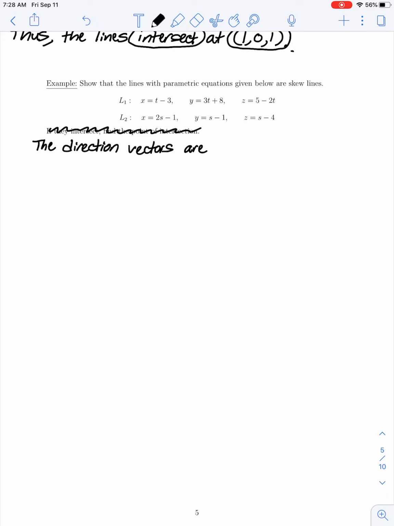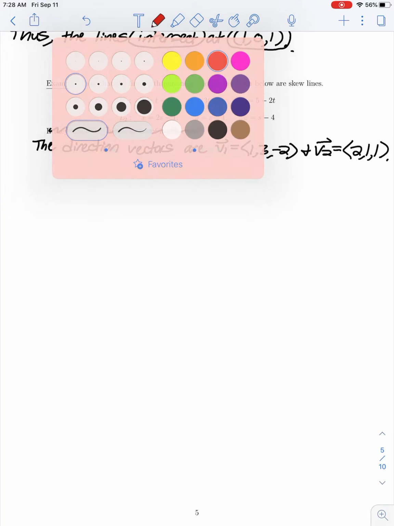So the direction vectors for these two lines are, for the first line, L1, our direction vector V1 would be (1, 3, -2). Those are the coefficients of the parameter t in the first line. And V2 would be (2, 1, 1). Those are the coefficients of s in the parametric equations for the second line. So let's determine if these are parallel.